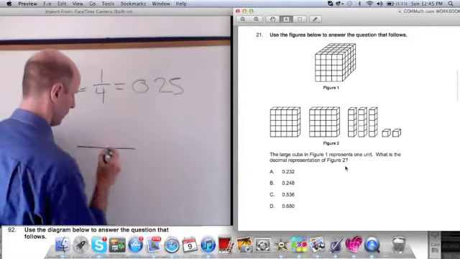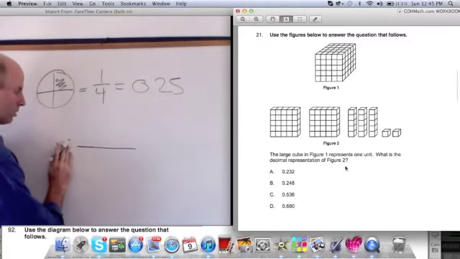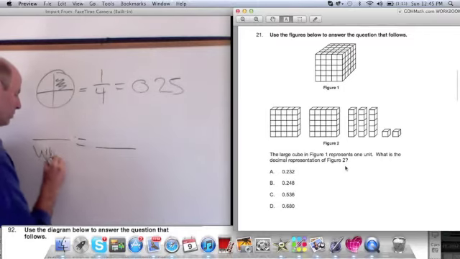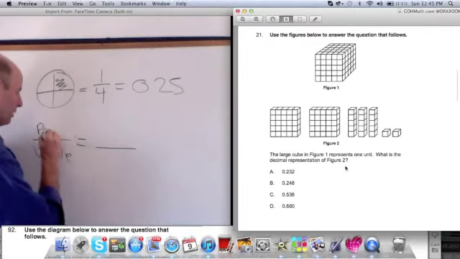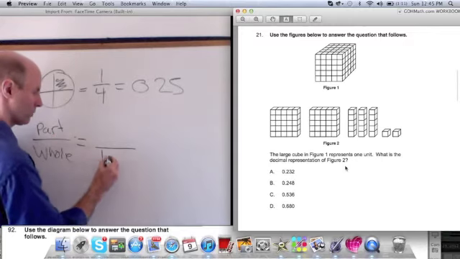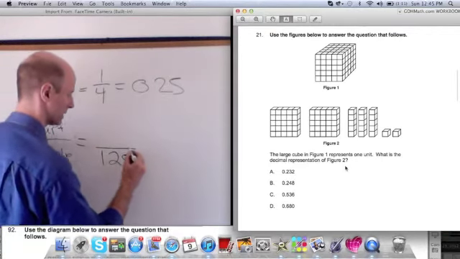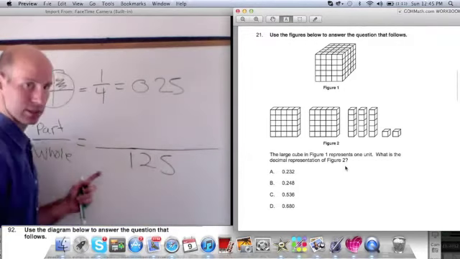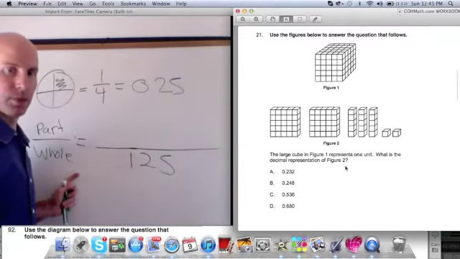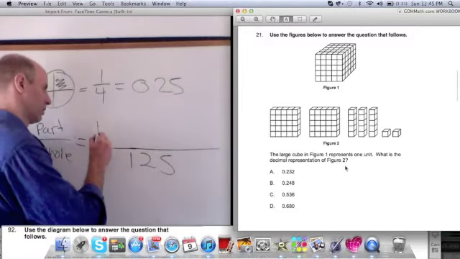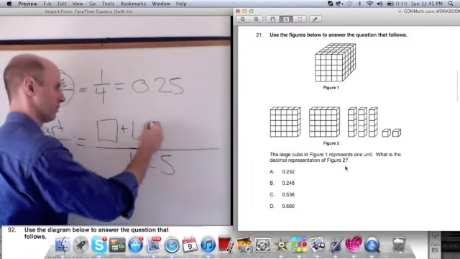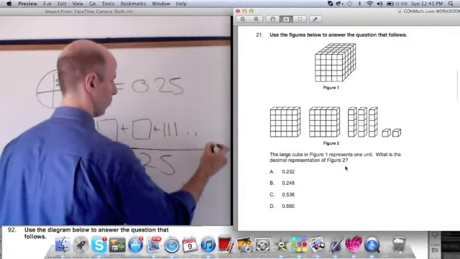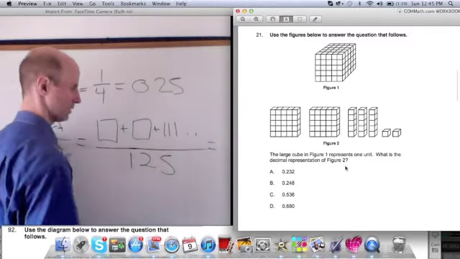Except when we think about our part to whole relationship, let me make sure I have enough space here. Our whole is made up of 125 small little pieces. So let me write that out here: 125 small pieces. Our parts, well, that's what we're going to figure out right now. Once we get our answer, we can convert it into a decimal.